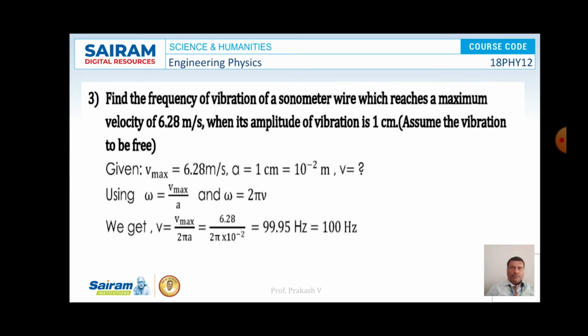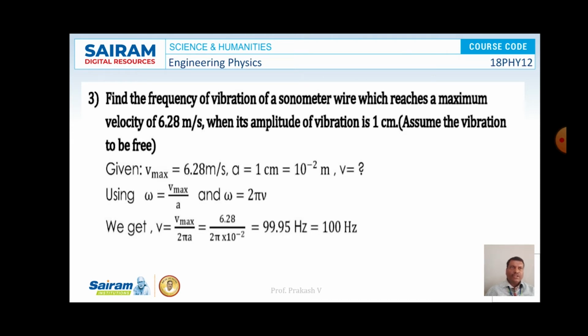4.898 meter. The problem number 3 is: find the frequency of vibration of a sonometer wire which reaches a maximum velocity of 6.28 meter per second when its amplitude of vibration is 1 centimeter. Assume the vibration to be free. Here the value of V max is equal to 6.28 meter per second and the value of A is 1 centimeter, that is 1 into 10 to the power minus 2 meter.